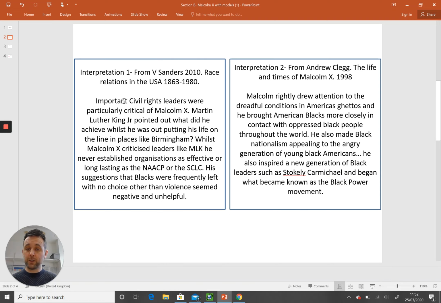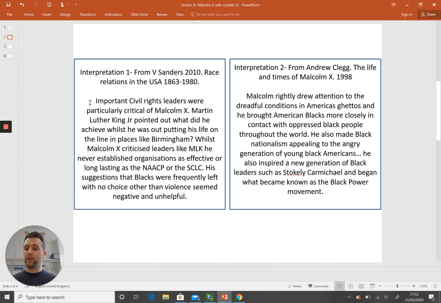The first time I'm reading it through, I'm trying to get an overall sense of the view of this historian. It says, important civil rights leaders were particularly critical of Malcolm X. Martin Luther King Jr. pointed out, what did he achieve while he, that's Martin Luther King, was out putting his life on the line in places like Birmingham. While Malcolm X criticised leaders like MLK, he never established organisations as effective or long-lasting as the NAACP or the SCLC. His suggestions that blacks were frequently left with no choice other than violence seem negative and unhelpful.